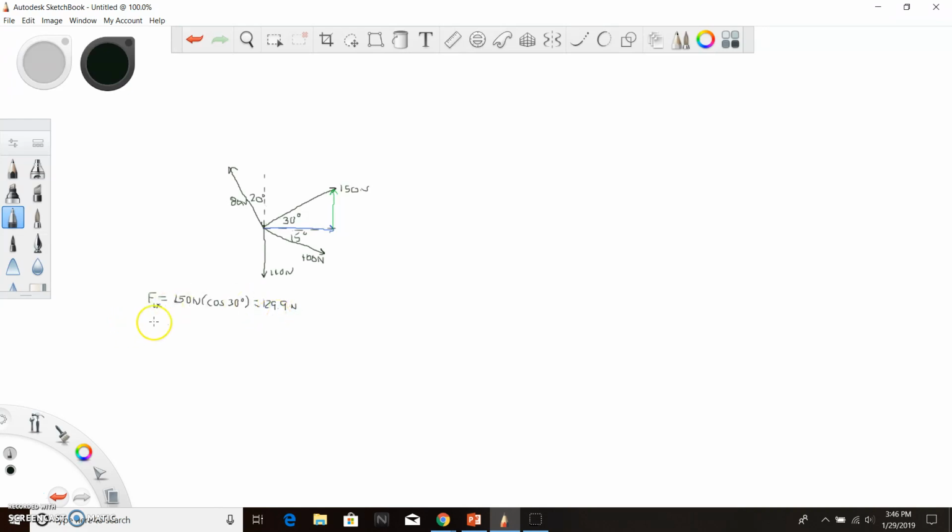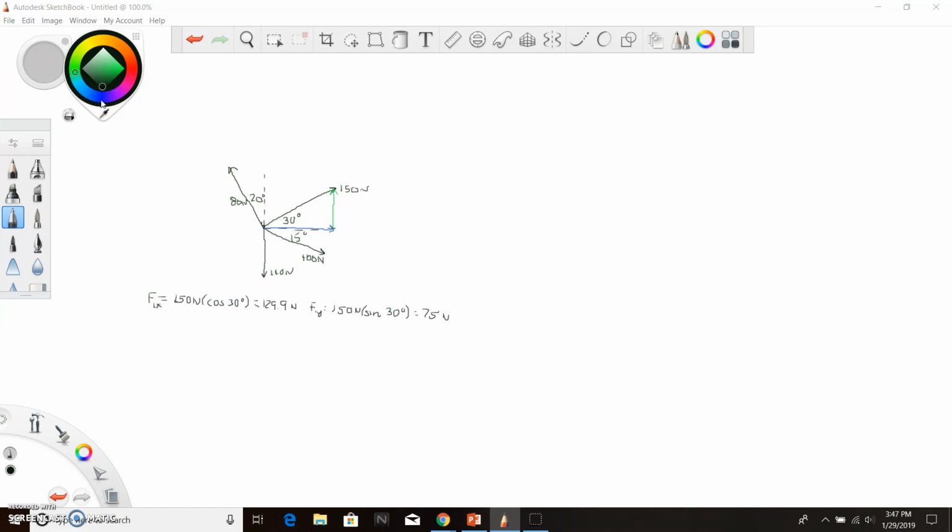And when we punch that into our calculator, we are going to get 129 newtons. Okay, I'm going to break up the Y component. Y is going to use sine. So I'm going to put 150 newtons multiplied by the sine of 30, which is going to equal 75 newtons. Okay, so force 1 is broken up into its pieces.